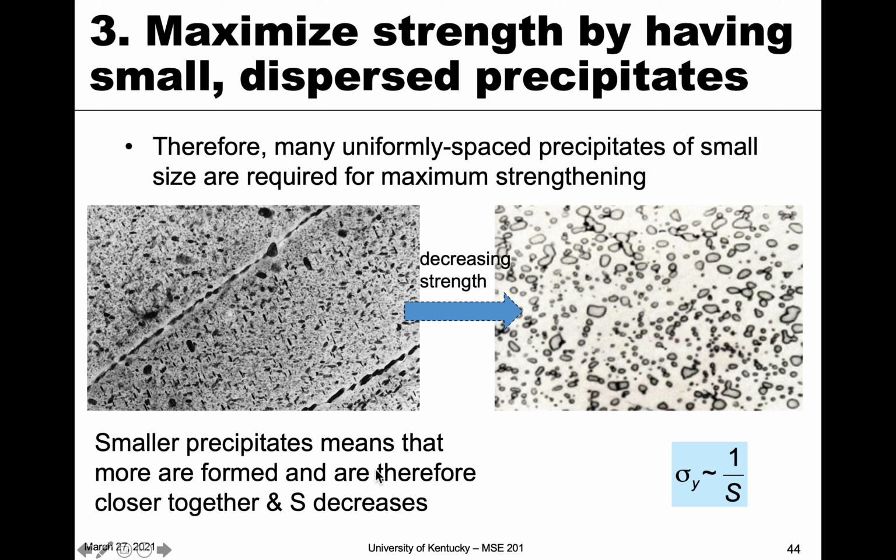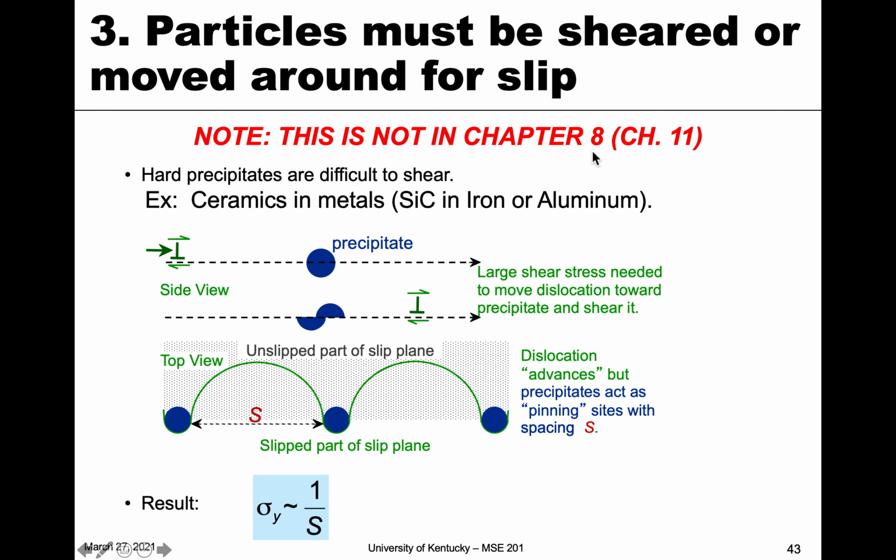So this is another method for strengthening metals. What I'll say is that this isn't actually in chapter 8 about strengthening. This is actually in chapter 11, because the formation of these precipitates is something that we haven't talked about yet. This is going to come back when we talk about phase diagrams in chapters 10 and 11. So we'll come back and talk about how these precipitates form later in the class.